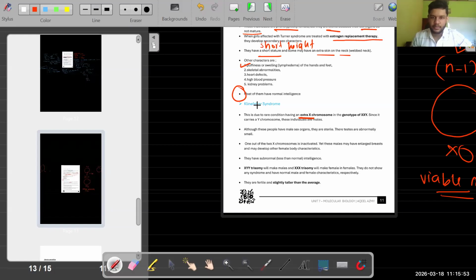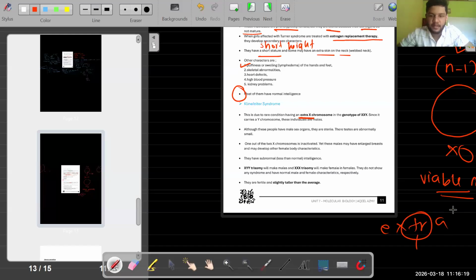Yes. Okay, sorry. Klinefelter syndrome is due to a rare condition of having an extra X chromosome. So extra means, is it trisomy or monosomy? Trisomy. Very good. Just remember it like that.